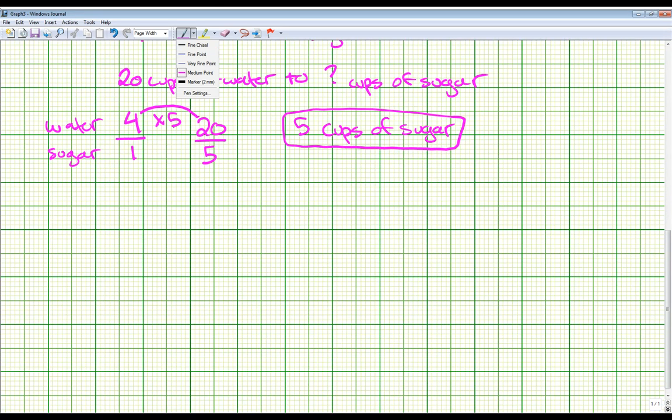Okay, so for number 3, the answer would be 6 cups, and for number 4, the answer would be 3 quarts.